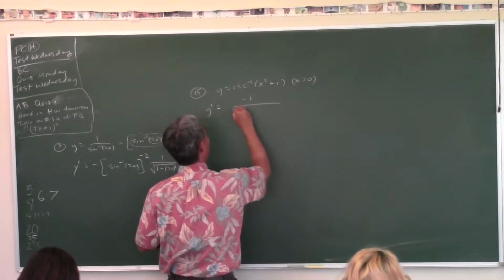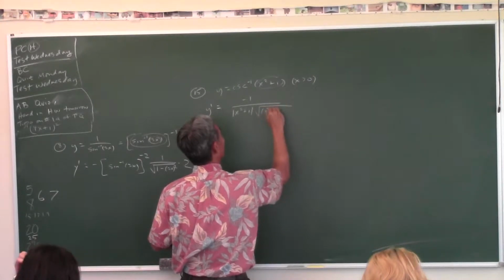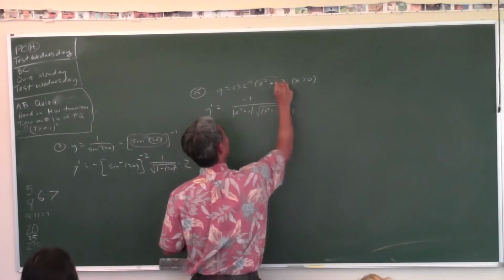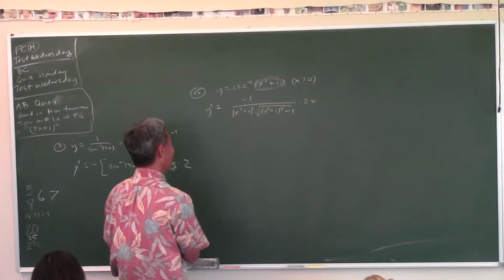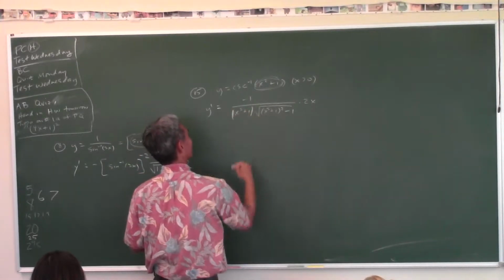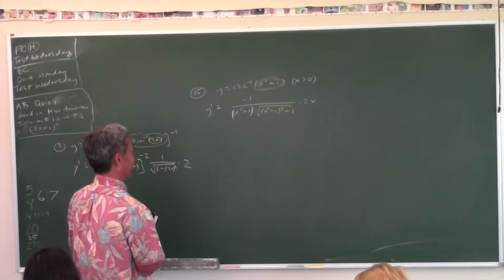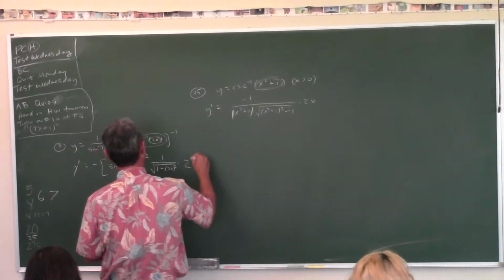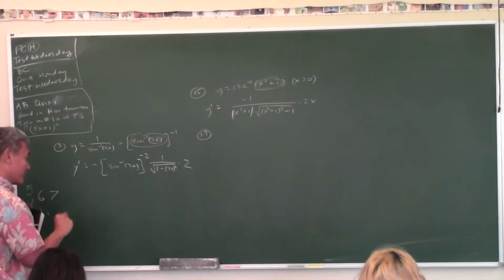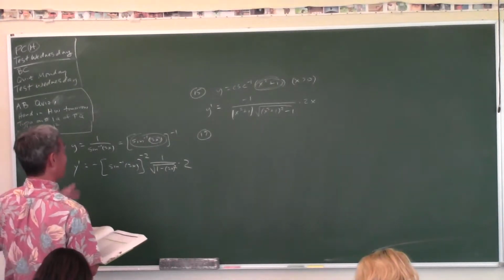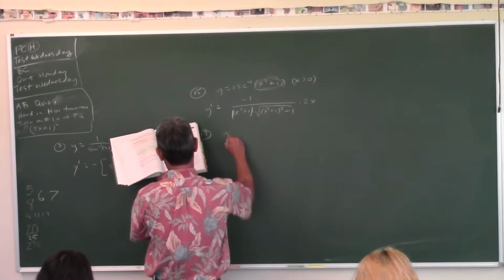Negative 1 over the absolute value, think of this as box, absolute value of box, times the square root of box squared minus 1 times the derivative of box, which is 2x. Now the only thing you can really do here is you don't need the absolute value because it's already positive. And yeah, there's not much you can do. I wouldn't give something like this on the test because I want to put something on where it's going to simplify. So it's good to practice the derivative, but you're not going to see that one on the test.